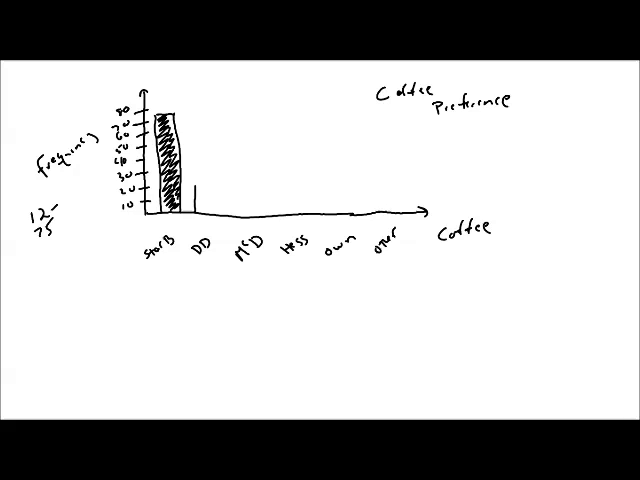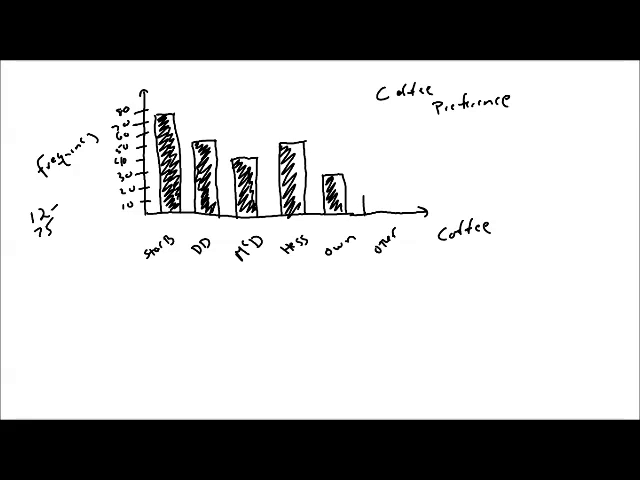Dunkin' Donuts is 50. Mickey D's is 38. So same distance apart, same width for the bars. 38, almost 40. 50 for Hess. 25 for Own. And 12 for Other. A little bit high. There we go.